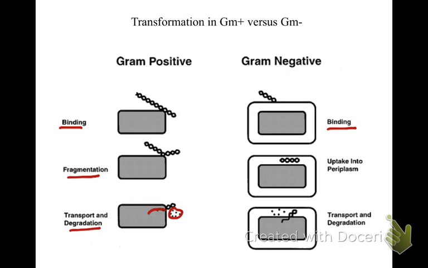In a gram-negative cell, after binding, initially the DNA will be in the periplasmic space, and then the machinery on the inner membrane of the cell is actually involved in the transport and degradation process. So minor differences.